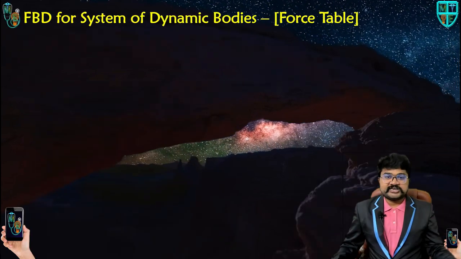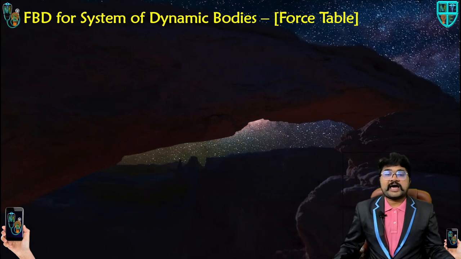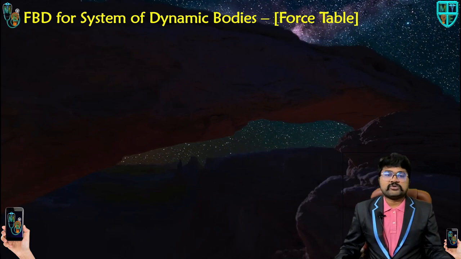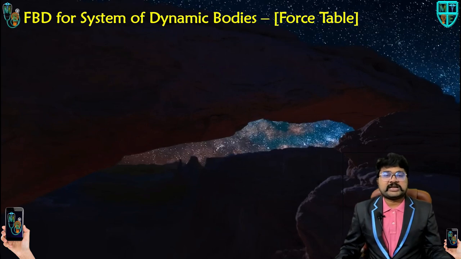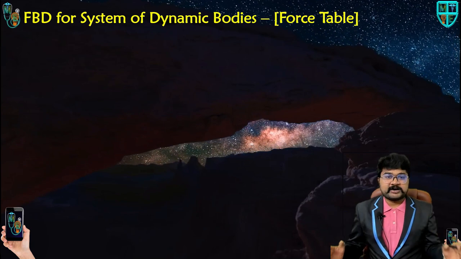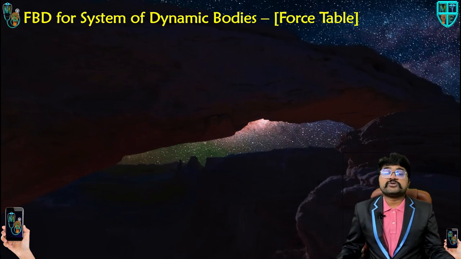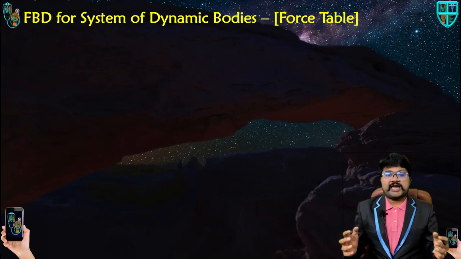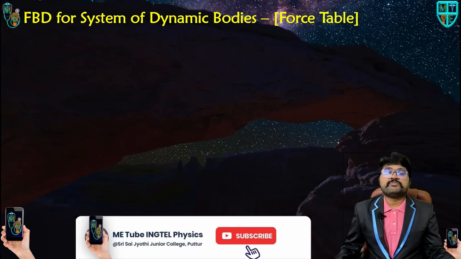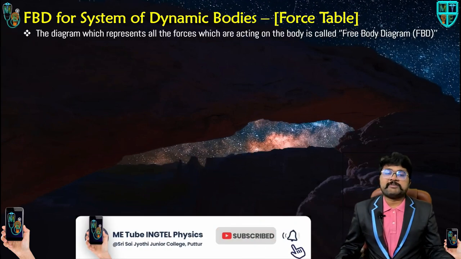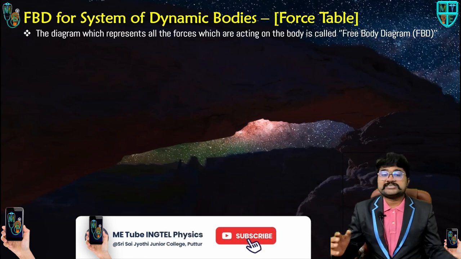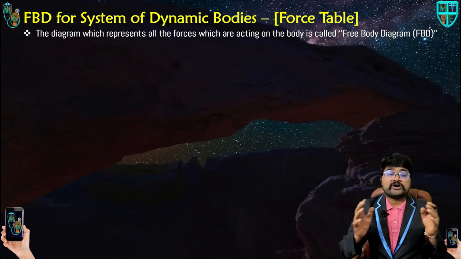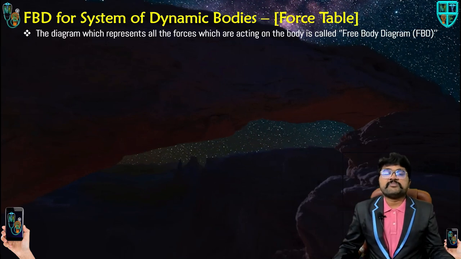For stress strain calculations, we need to draw a free body diagram for dynamic bodies. When the body is in motion, we need to draw a free body diagram. Then we can apply D'Alembert's principle in order to calculate the force acting along the axis of the wire, that is tension in the wire. Have a look on the table. A free body diagram is a diagram which represents all the forces which are acting on the body.